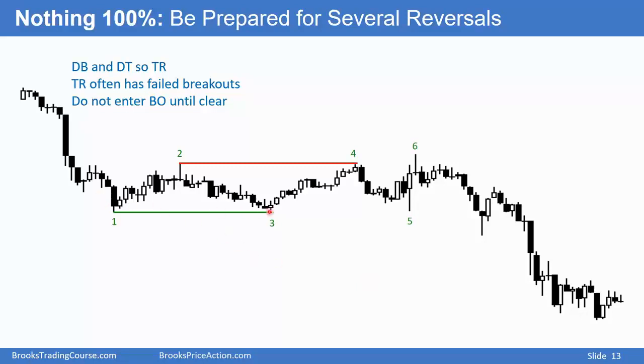Whenever there's both a double bottom and a double top, the market's in a trading range, and trading ranges often have failed breakouts. In fact, most breakouts fail. We tried to break to the downside, we reversed up. We tried to break to the upside, we reversed down.